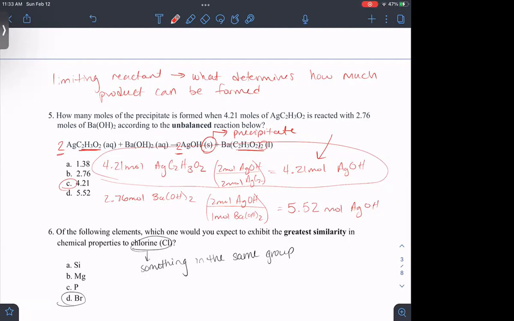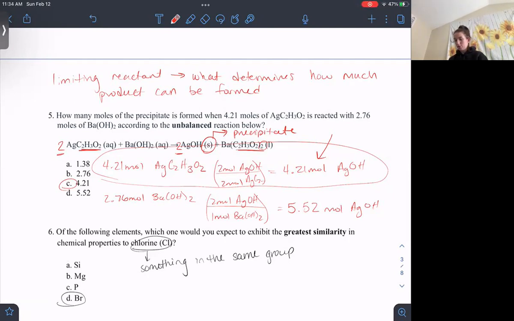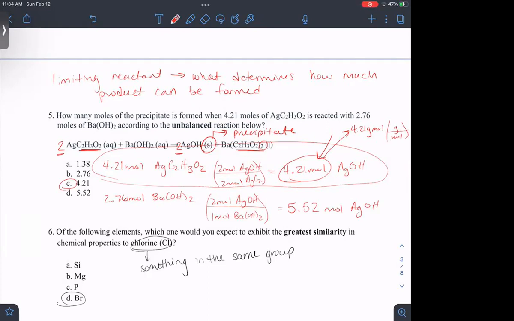I have a question. If we were to find the grams for the precipitate, will we just multiply it by its molar mass? Yes. So if you had to find the mass of the precipitate that was formed, you want to solve for your moles first, and then you could take the 4.21 moles and multiply it by the molar mass of the silver hydroxide. Does that make sense, Jasmine? Yes, it does. Okay.